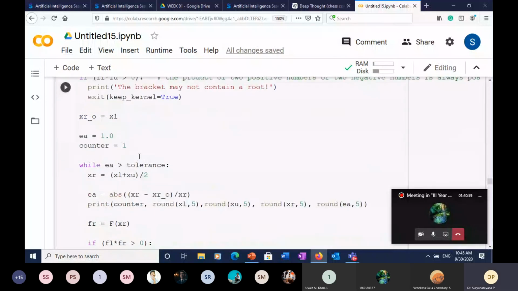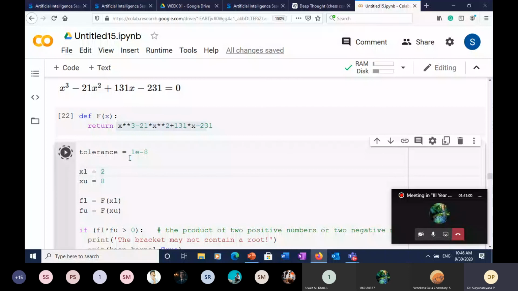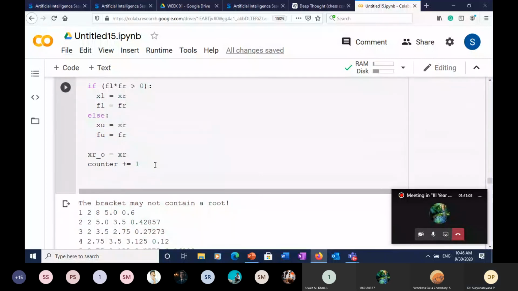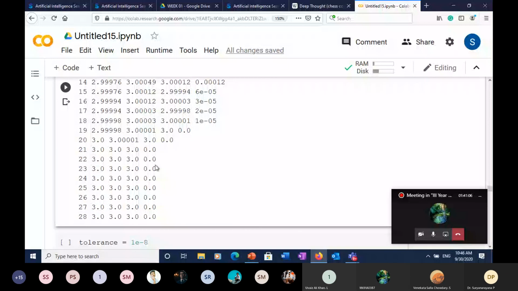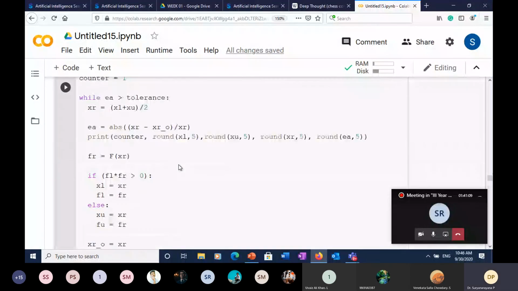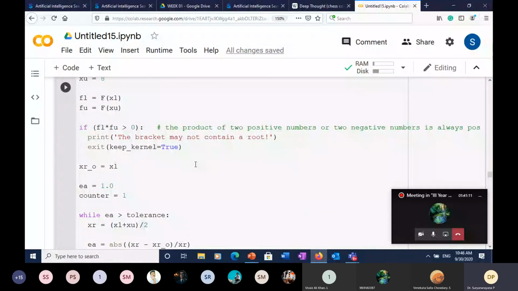See, with 2 and 8 I'm running this. Why did it even run then?